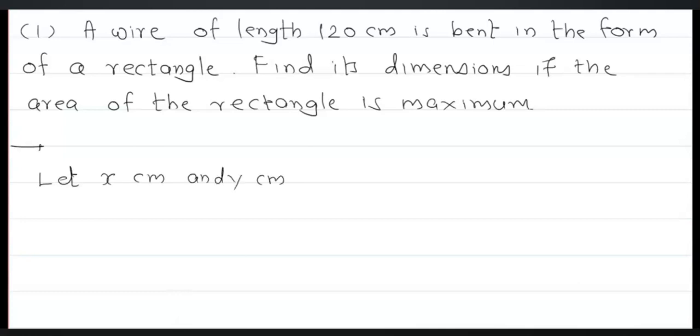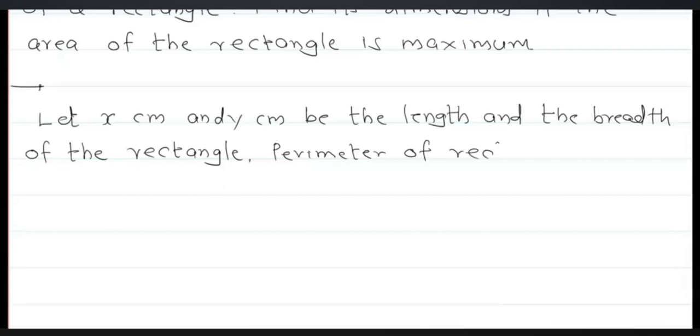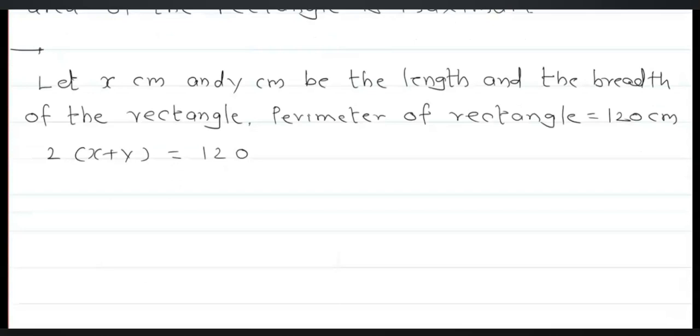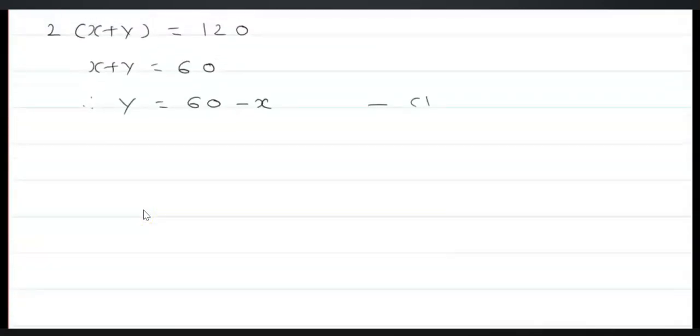Let x centimeter and y centimeter be the length and the breadth of the rectangle. Perimeter of rectangle is equal to 120 centimeter. Therefore, 2 in bracket x plus y is equal to 120 and x plus y is equal to 60. Therefore, y is equal to 60 minus x. This is the first equation.